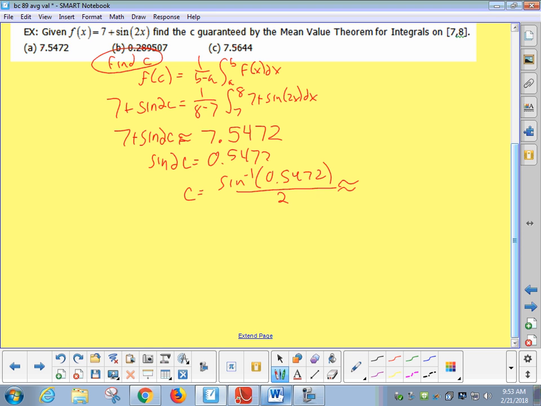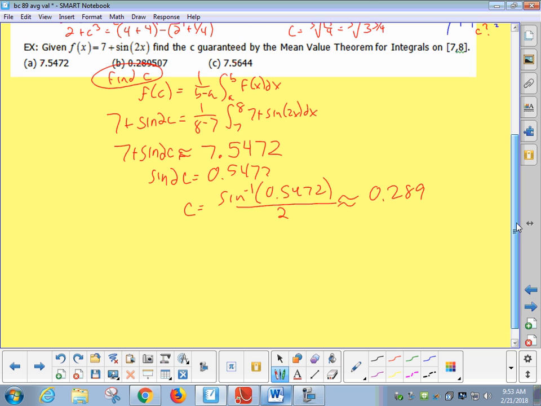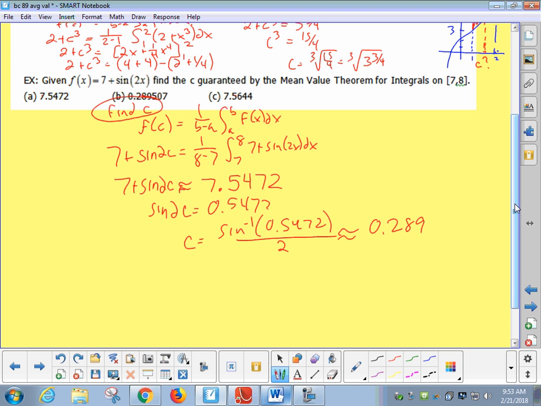And what do you get there? 0.289-ish? Yes. Okay, so there's my answer, right? Wrong. Wrong. Wrong. Where should c be? Oh no. c better be between 7 and 8. Okay? So you've got this sinusoid, and they're asking in 7 to 8, not somewhere else on the curve, in 7 to 8, where is the average value made?